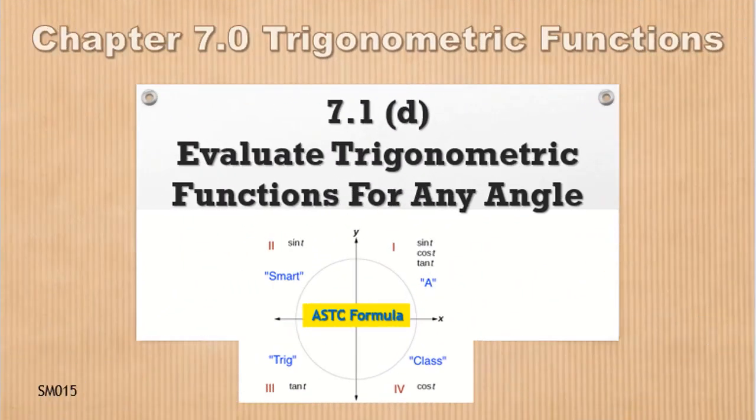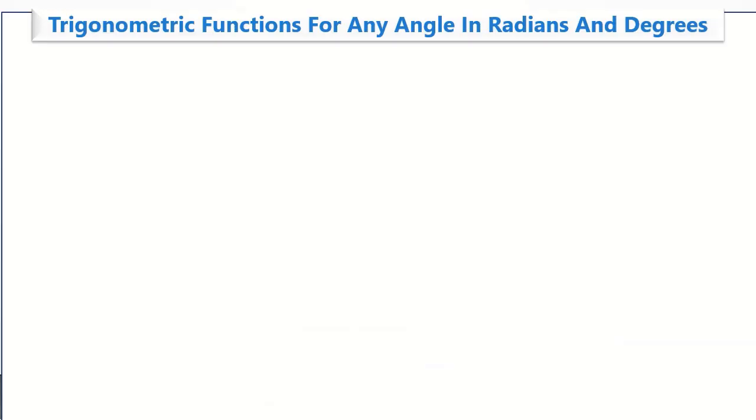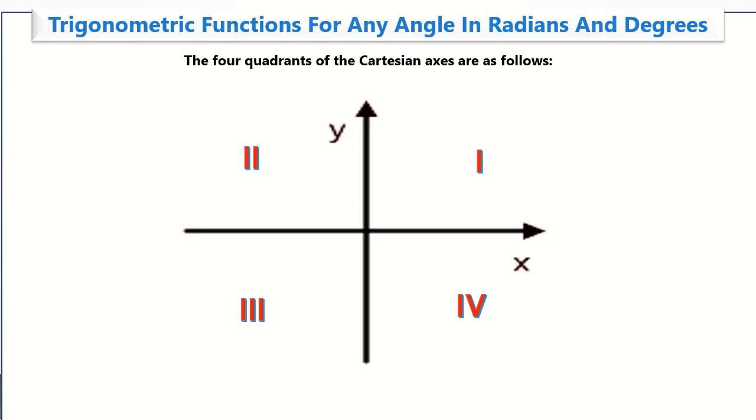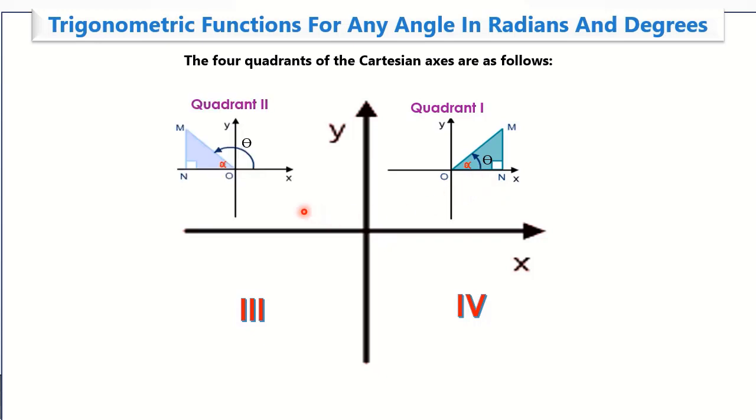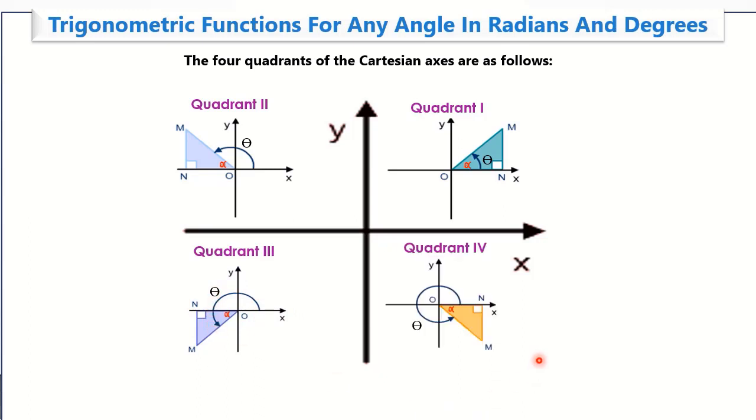Hello, in these lessons we are going to apply the ASTC formulas to evaluate trigonometric functions for any angles. The four quadrants of the Cartesian axis are as follows. So theta is in quadrant 1, and theta is in quadrant 2, and in this one theta is in quadrant 3, and in this one theta is in quadrant 4.